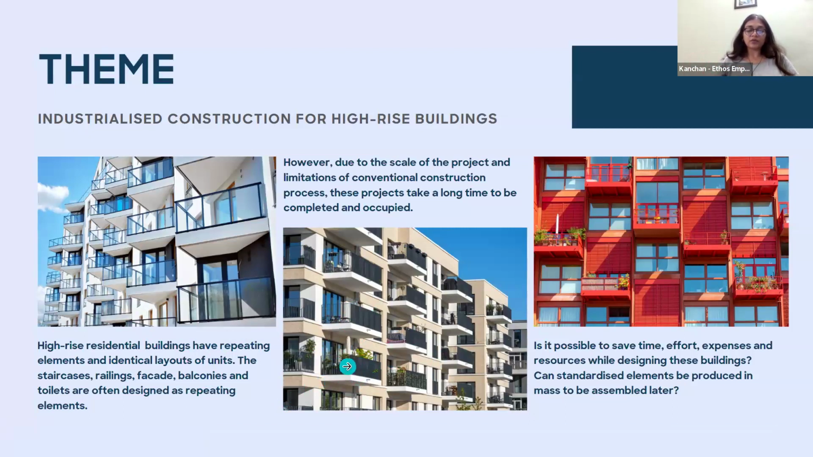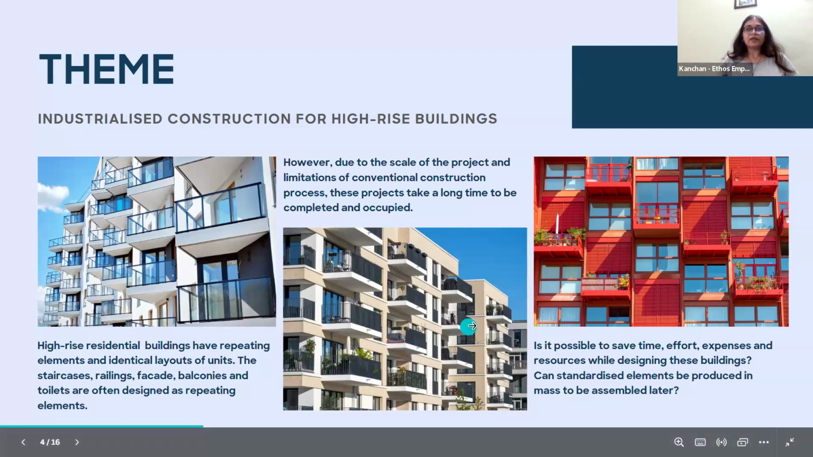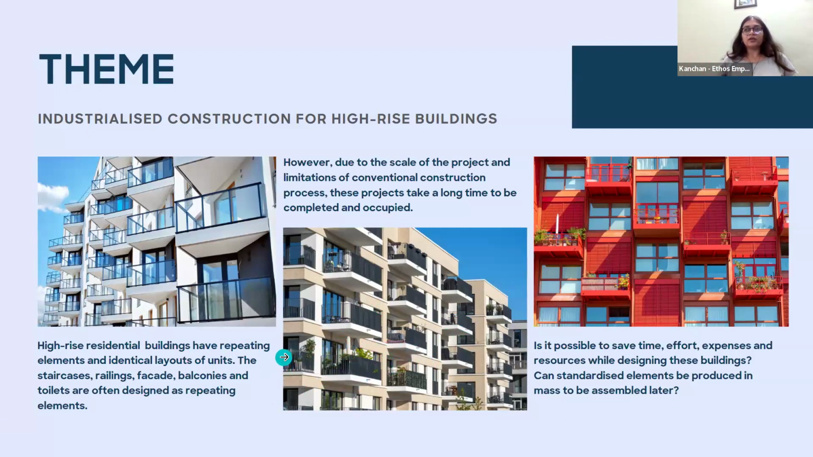So what happens if you do it conventionally is you'll build one floor, then the roof will be made, then you'll wait for the roof to cure for some days. When the roof is cured, then the next story will be built, and the next and the next. So it's going to take up a long time. So how do we save time, effort, expenses, as well as resources while designing these buildings? Because a conventional mode of construction also ends up creating a lot of waste, which actually gets into the environment and also pollutes the environment.